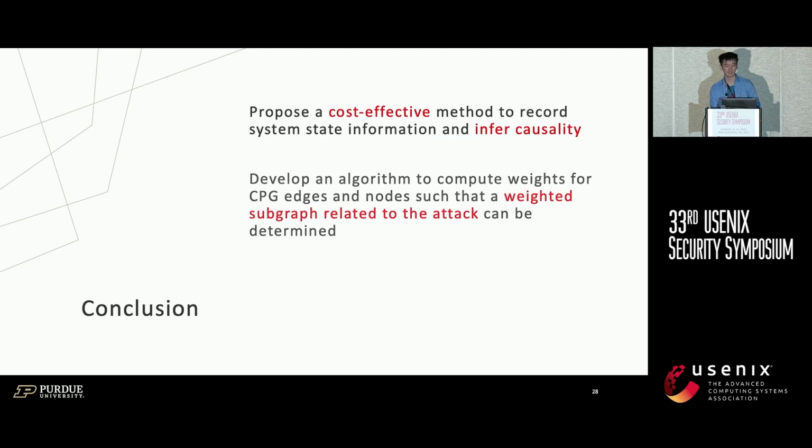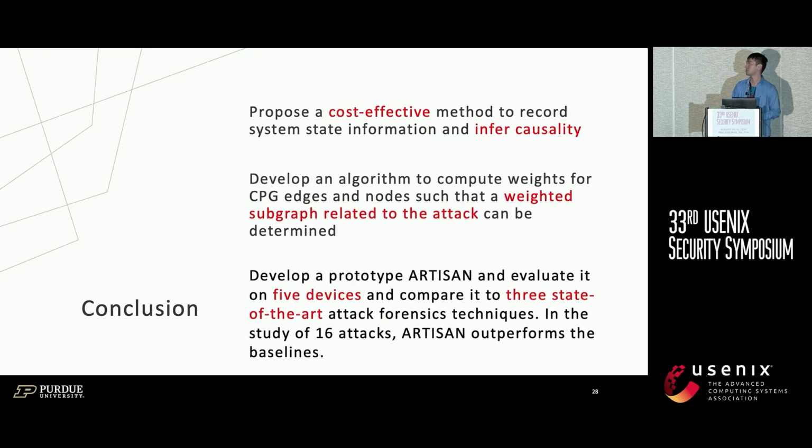So the final conclusion is that we propose a cost-effective method which records the system state information, and we can infer causality out of this information. We develop an algorithm to compute weights for content provenance edges and nodes so that a weighted subgraph related to the attack can be determined. Finally, we developed a prototype, evaluated it on 5 devices, and compared with 3 state-of-the-art techniques. In the study of 16 attacks, our system performs the best.